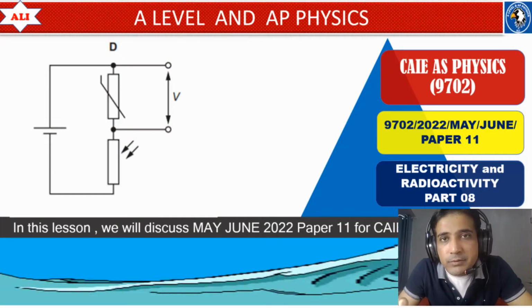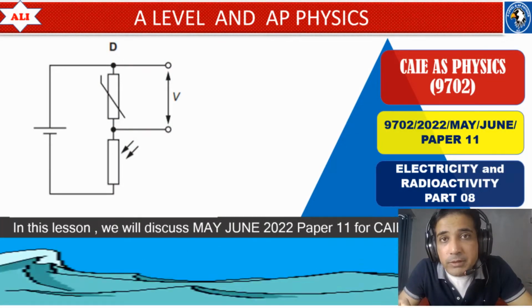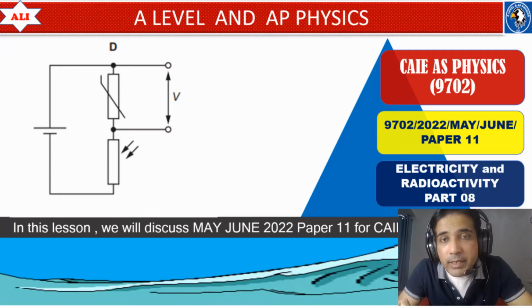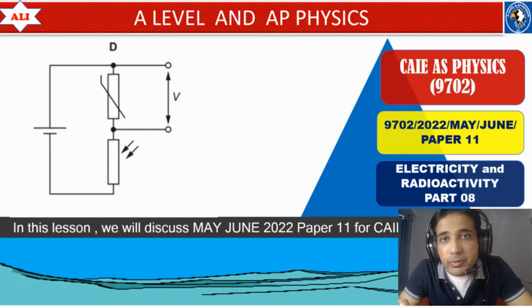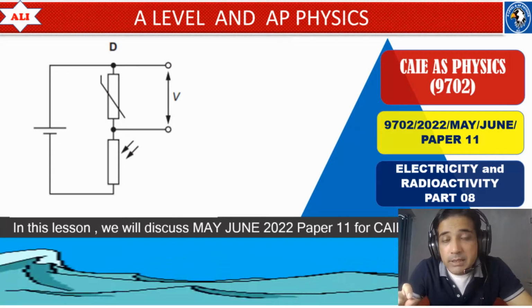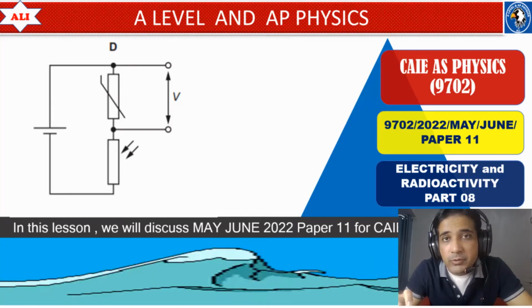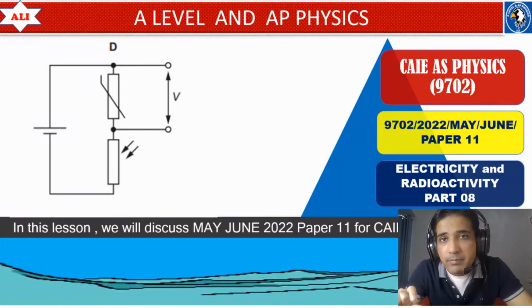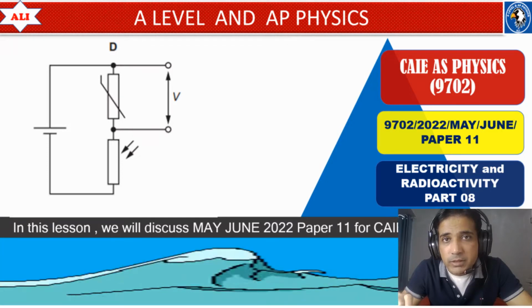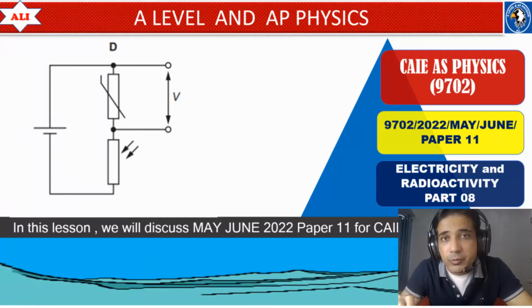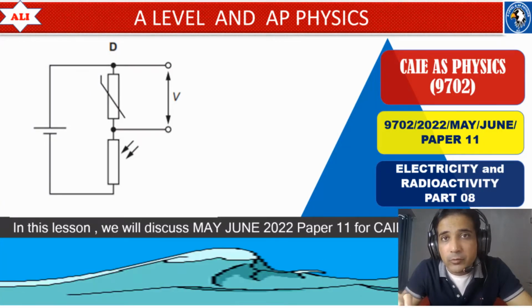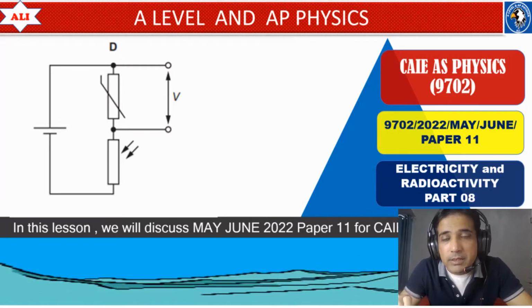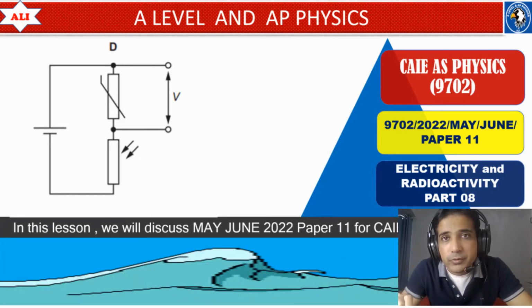In today's lesson, we will discuss some important past paper questions on electricity and radioactivity from May-June 2022, Paper 1, Variant 1. In this lesson, we will discuss some typical types of questions about electricity and radioactivity. And we will discuss these questions in detail so you can have a better understanding of them, and also improve your conceptual understanding of these two topics. Let's study together, let's improve together.